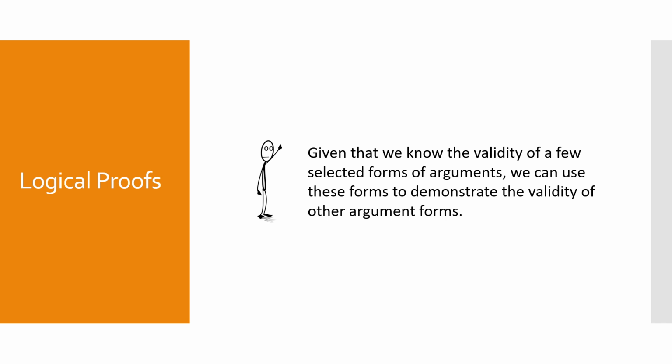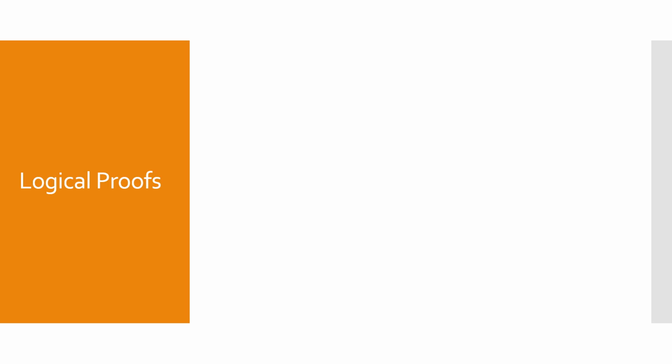Now, underlying the entire method of natural deduction and logical proofs is the following fundamental basic idea. Given that we know the validity of a few selected forms of arguments, we can use these forms to demonstrate the validity of other argument forms. And a simple illustration of this procedure at this point might well be useful.